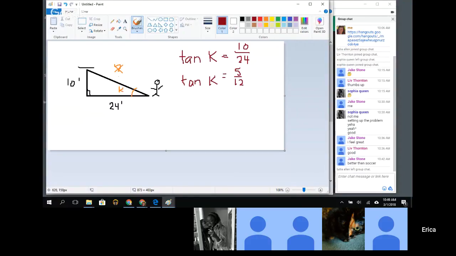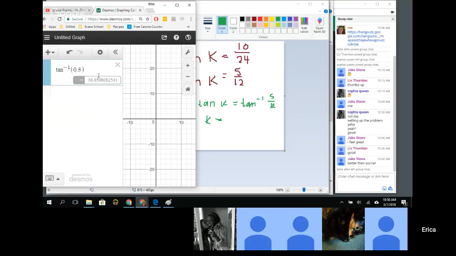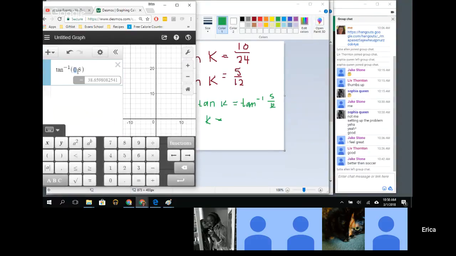But we want to find the actual angle that Jake's going to kick the ball at. So in order to do that, we're going to take the inverse tangent of both sides, and that basically gets the angle by itself. So inverse tangent of 5/12. So we're left with K equals the inverse tangent of 5/12. And once you get there, you can't really solve that on your own. There's not a long way to do that. So you need to go in your calculator and do the inverse tangent of 5/12 and find out that the angle is 22.6 degrees.